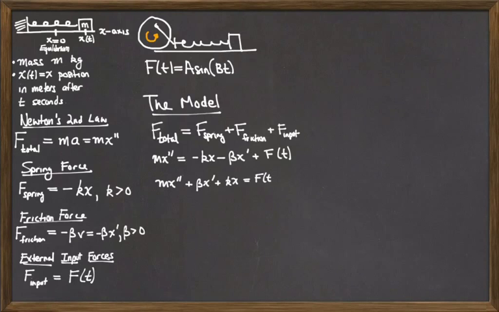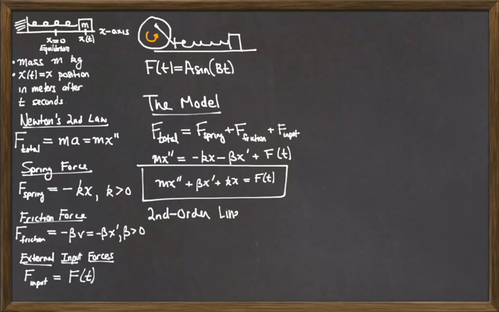If I move some of the terms to the right or left hand side, it's going to look a little more familiar to us. Here's our second order term plus now the first order term and plus the zero order term. On the right hand side we get some input force, and what we're seeing here is a second order linear differential equation with constant coefficients. On the right hand side, if it's not zero, it will be a non-homogeneous differential equation.